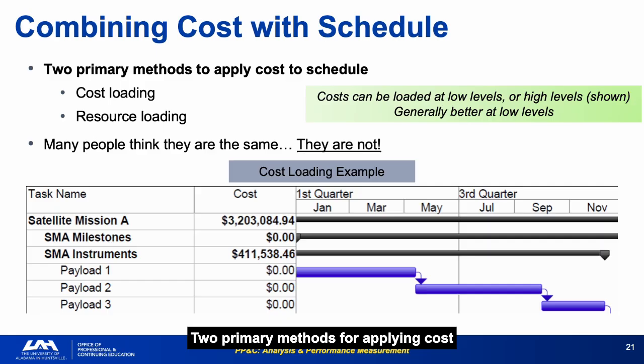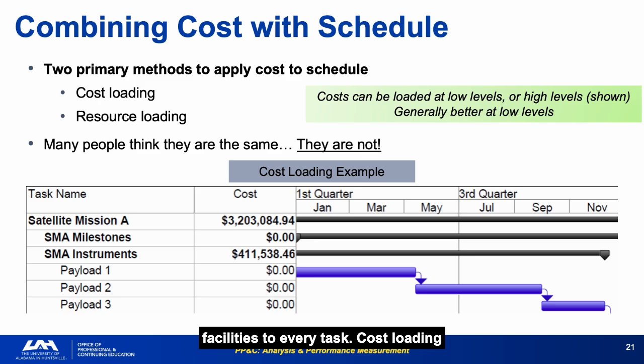Two primary methods for applying cost to schedule: cost loading and resource loading. Many people think they are the same. They are not. Cost loading assigns dollar amounts to schedule activities at an aggregate level. Resource loading assigns specific people, equipment, materials, and facilities to every task.